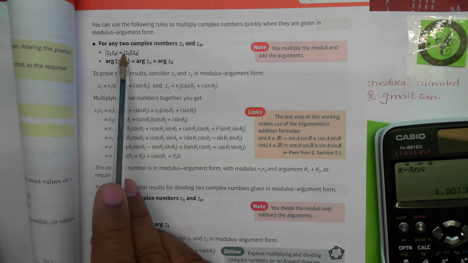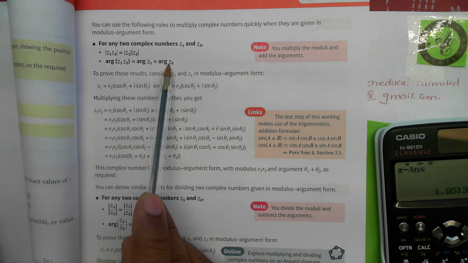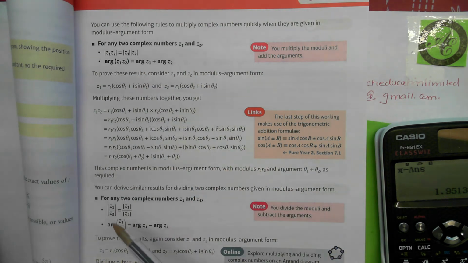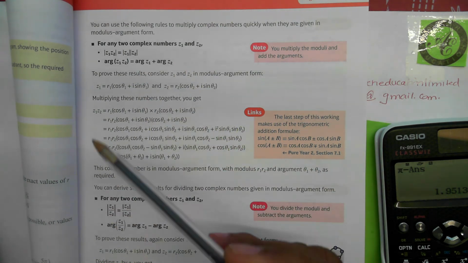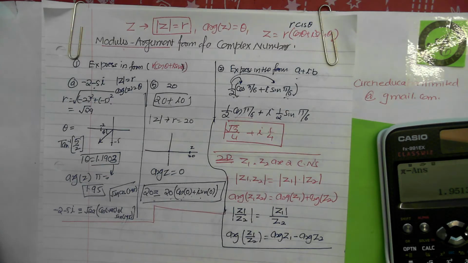When you multiply complex numbers, the moduli get multiplied and the arguments get added. When you divide two complex numbers, the moduli get divided and the arguments get subtracted. So for the argument part, you can relate them to indices or logs. But you have to memorize this, guys, because we'll be using these in some questions from exercise 2D. We have to do some simplifications using this.